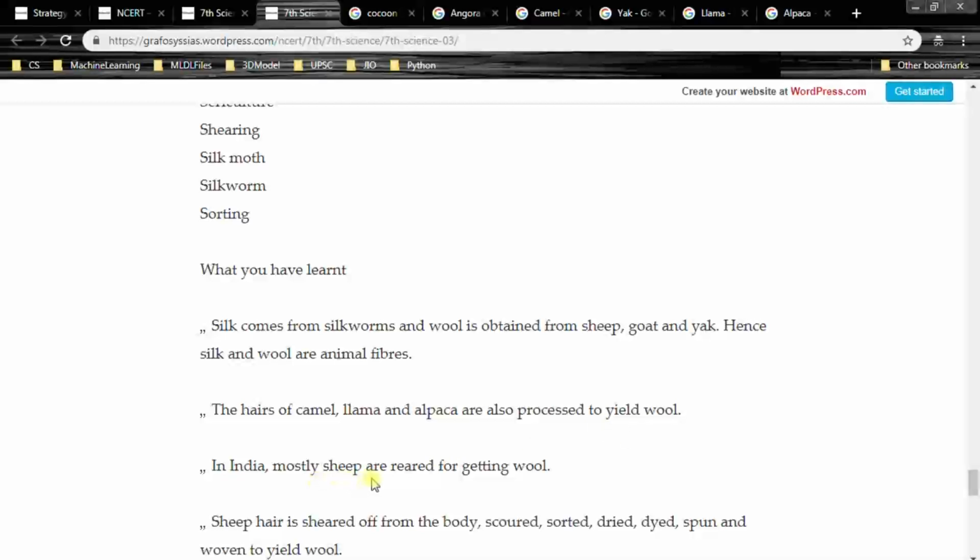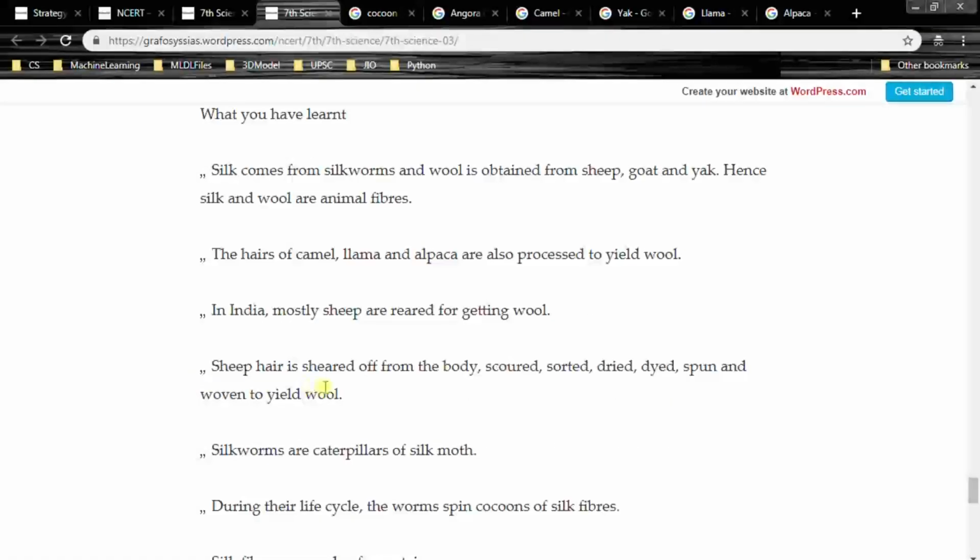In India, mostly sheep are reared for getting wool. Sheep hair is sheared off from the body, scoured, sorted, dried, dyed, spun and woven to yield wool. So we saw all this process, right?